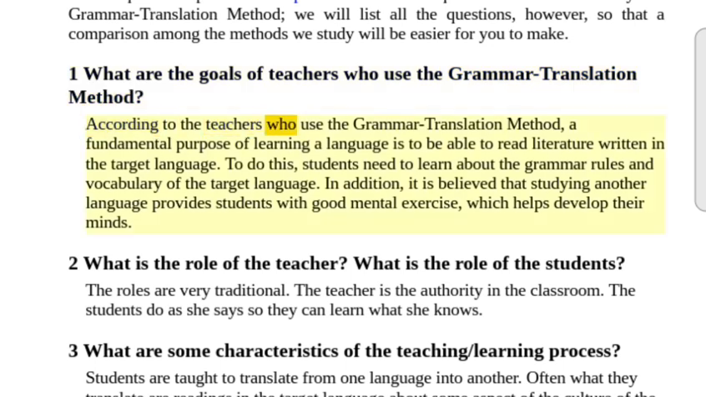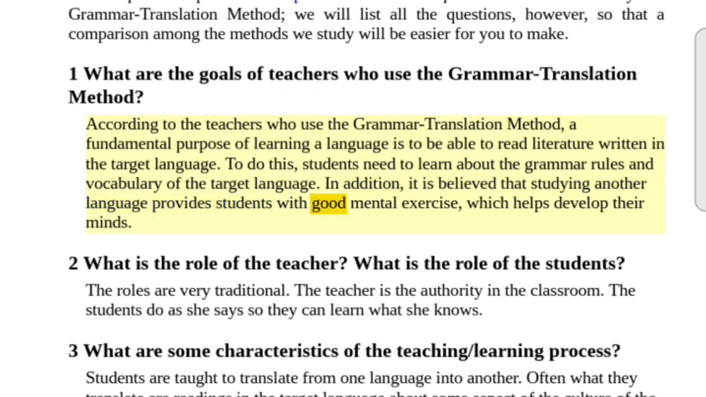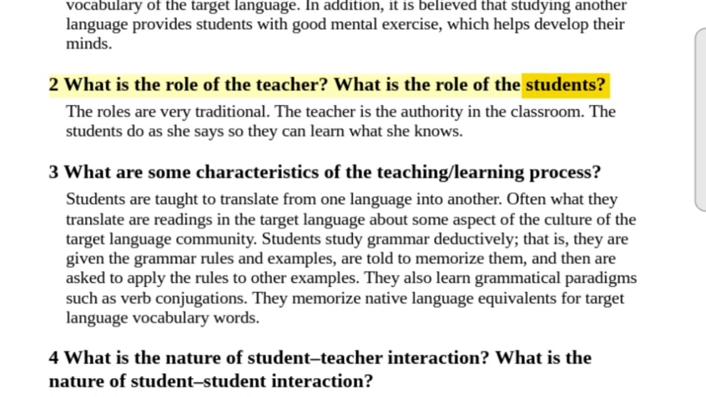According to the teachers who use the grammar translation method, a fundamental purpose of learning a language is to be able to read literature written in the target language. To do this, students need to learn about the grammar rules and vocabulary of the target language. In addition, it is believed that studying another language provides students with good mental exercise, which helps develop their minds. 2. What is the role of the teacher? What is the role of the students?